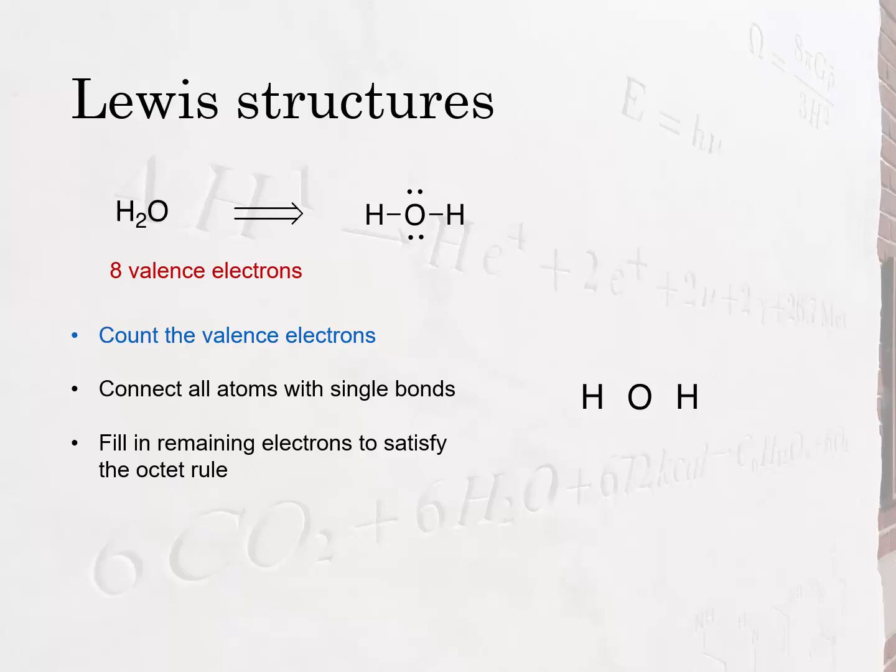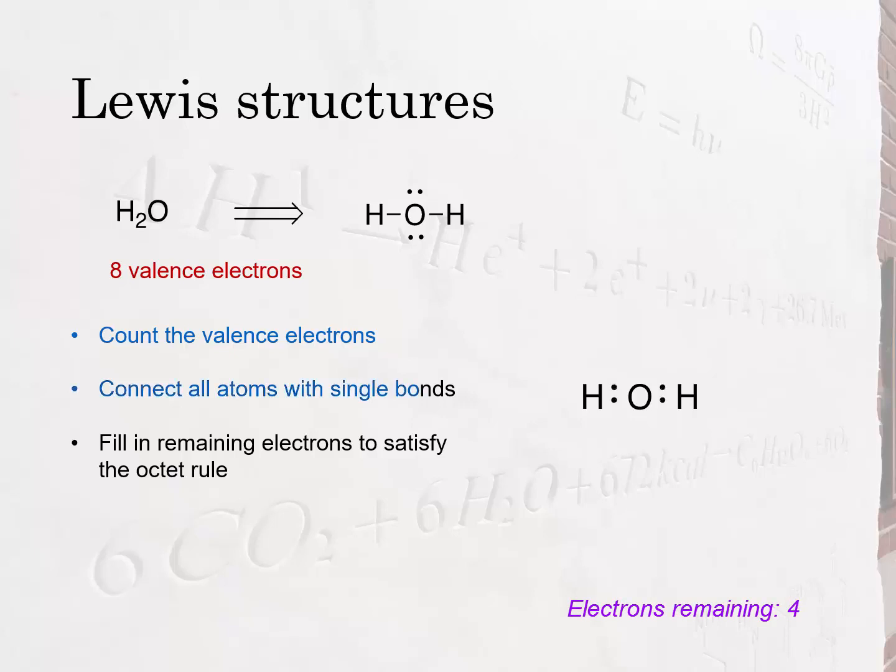Next, we arrange the atoms to show connectivity. I'm going to put O in the middle with an H on either end. This step takes a little chemical intuition to get right. I know, for example, that hydrogen can only make 1 bond, so H can't be in the center. The only possible configuration is with O in the middle and the H's on either side.